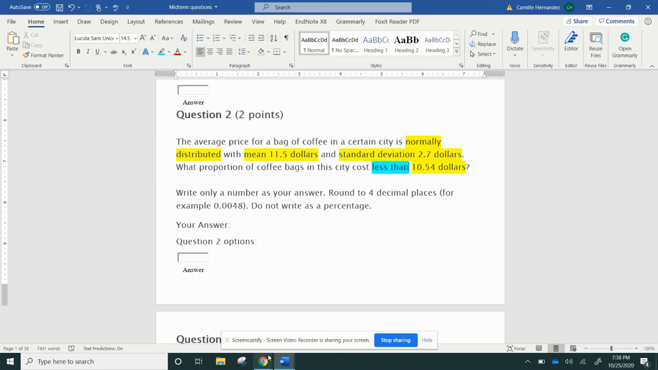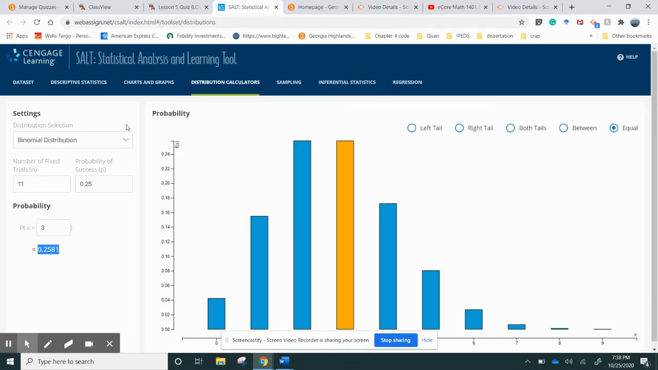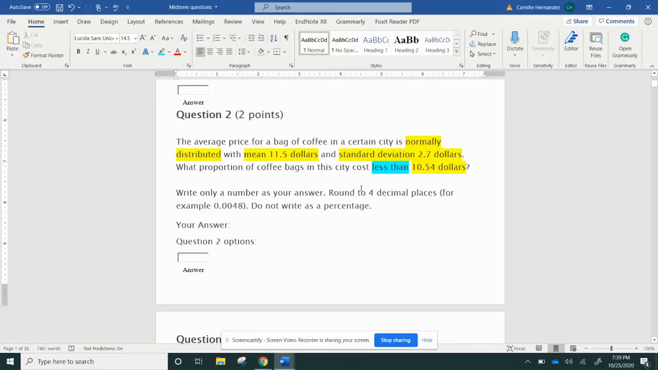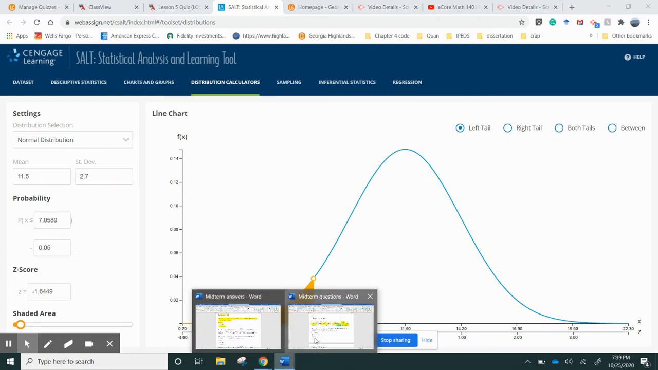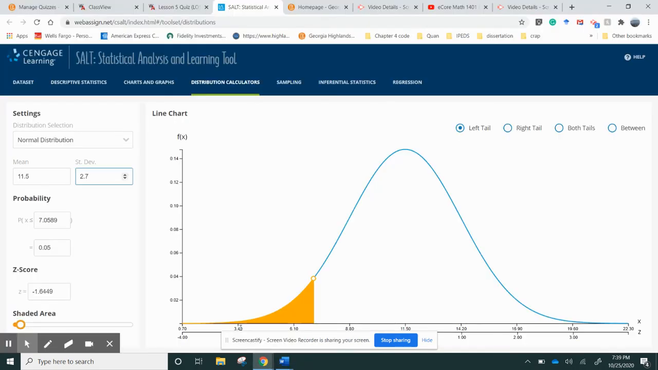All right, so I'm going to go back to the SALT, okay? I was using binomial before, but now I'm going to use normal, okay? And remember, if I go back to what I had, my mean was 11.5, and my standard deviation was 2.7. Make sure I did that right, 2.7. Okay, so now I need to finish it. Less than $10.54. Okay, so it's a left-tailed because it says less than.